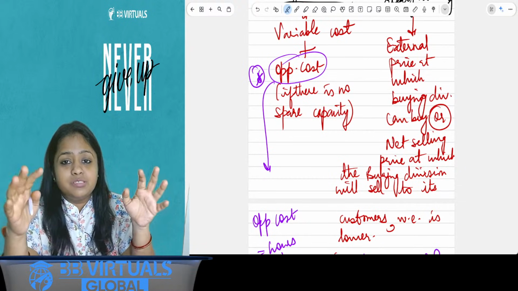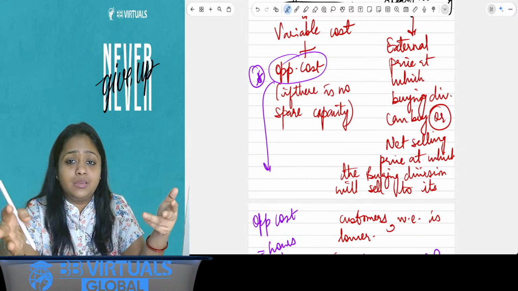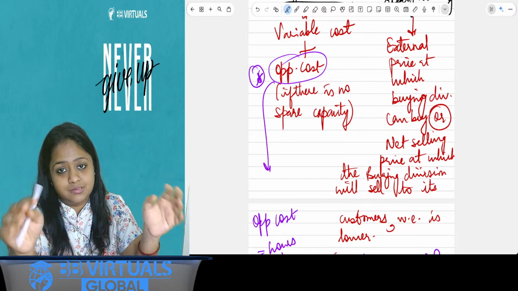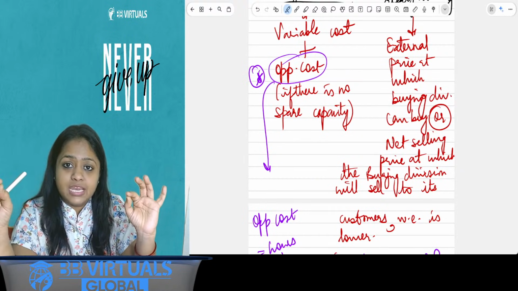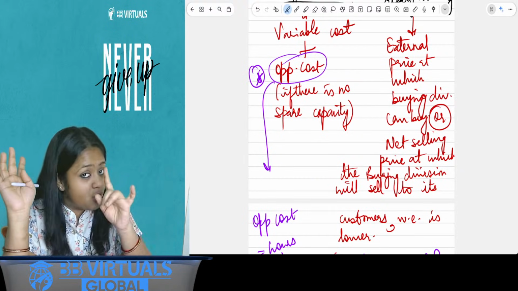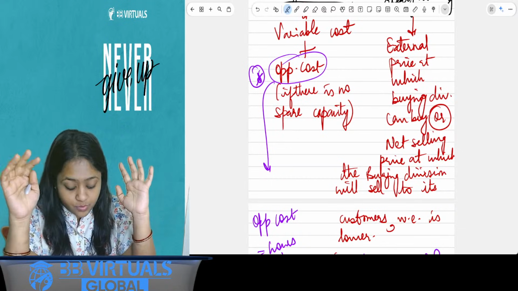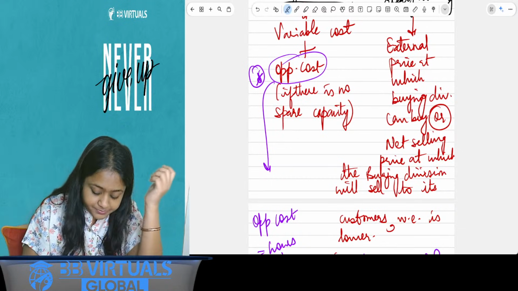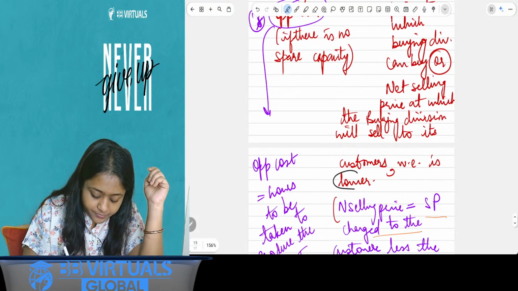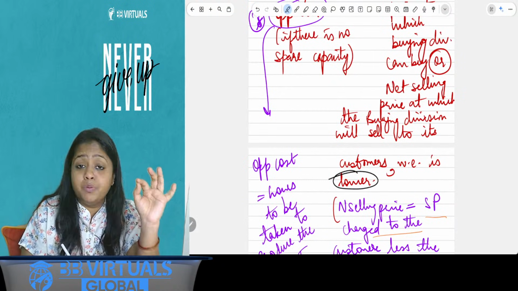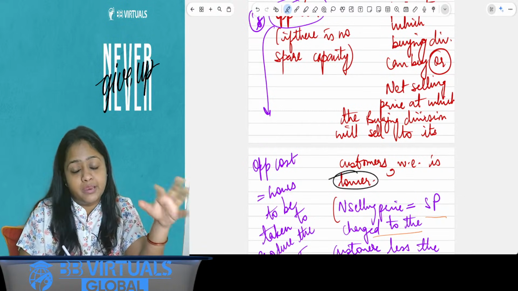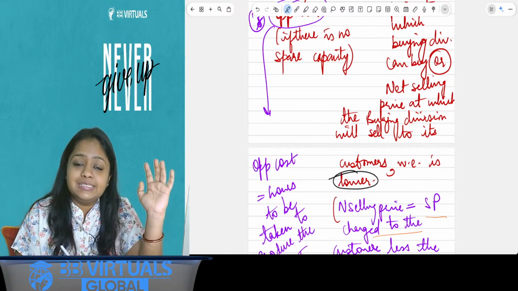So division B would say that, boss, I can buy it from the market at 100. So why would I pay you more than this? So they will never pay beyond this, or the net selling price that they are charging to the customer. How to calculate net selling price? I will tell you. Whichever is lower. Okay, whichever is lower, that would be the maximum price beyond which they will never be ready to buy. Never.